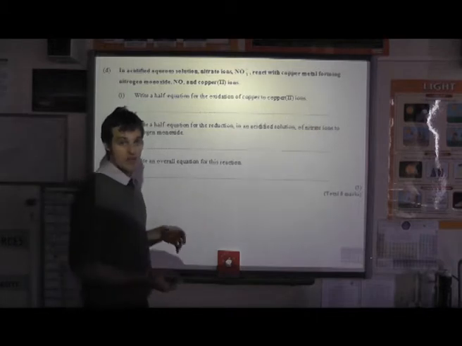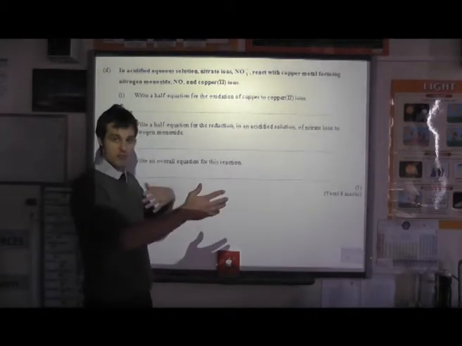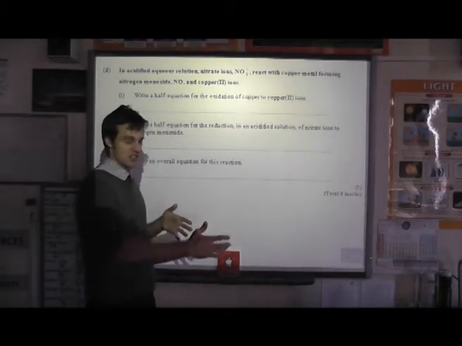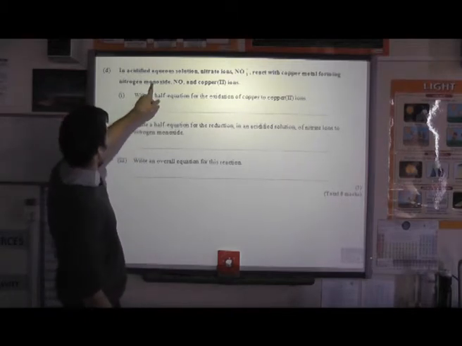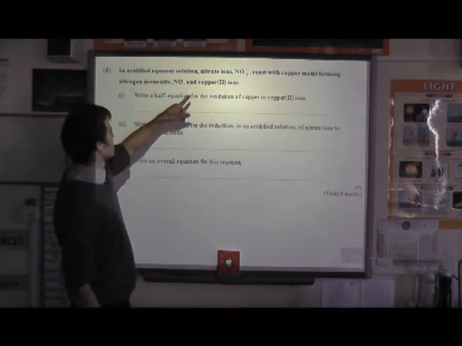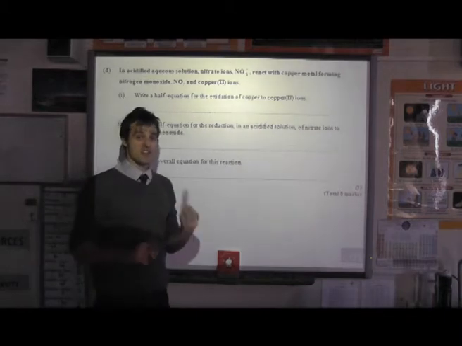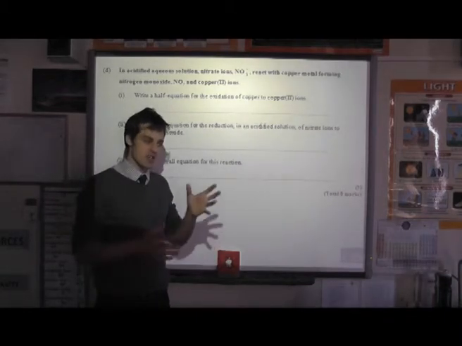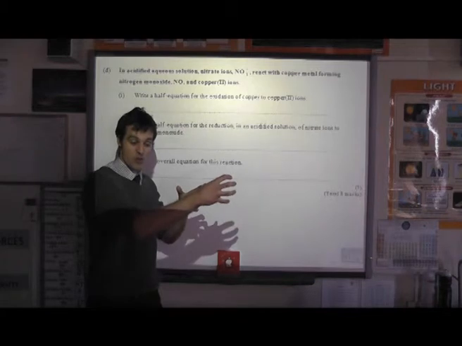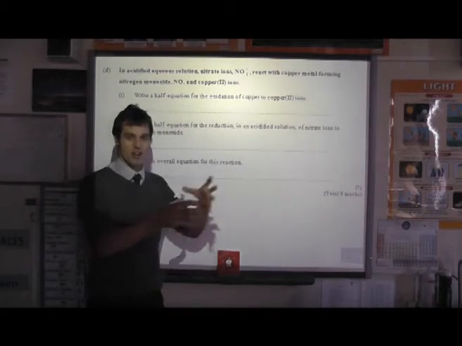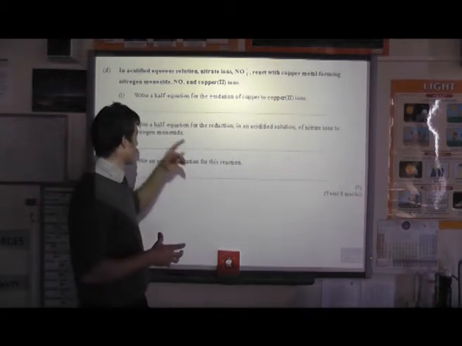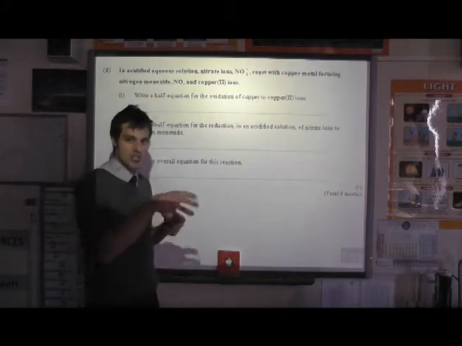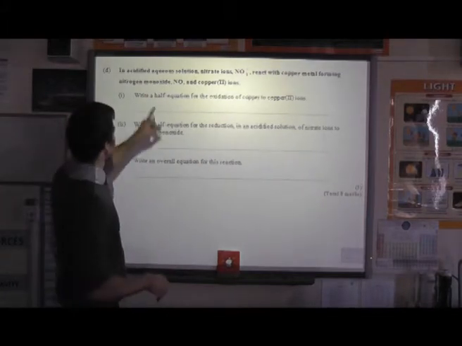redox reaction. Okay, a redox reaction is one where something gets reduced and something else gets oxidized. So it says acidified aqueous solution. If it's acidified, there are H plus ions around. That's good because we use H plus if we ever need to soak up oxygen from a compound to make water. It's a very valuable tool for us. So often we'll see acidified written. That means that we can use H plus in our equations.